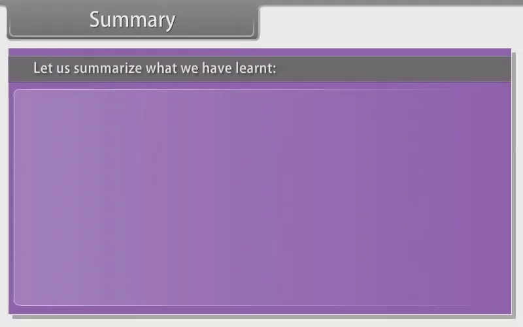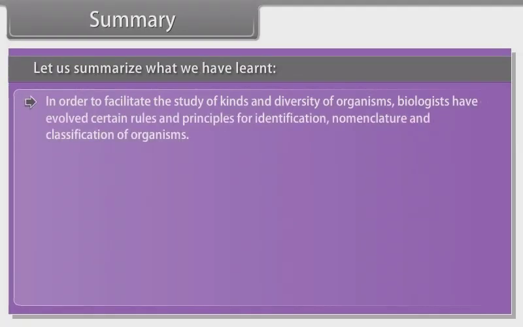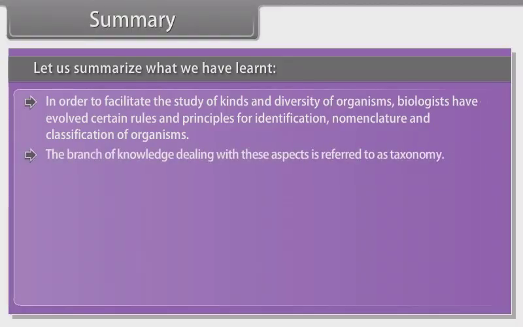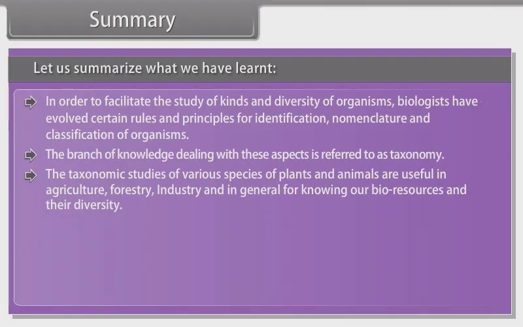Summary. Let us summarize what we have learned. In order to facilitate the study of kinds and diversity of organisms, biologists have evolved certain rules and principles for identification, nomenclature, and classification of organisms. The branch of knowledge dealing with these aspects is referred to as taxonomy. The taxonomic studies of various species of plants and animals are useful in agriculture, forestry, industry, and in general for knowing our bioresources and their diversity.